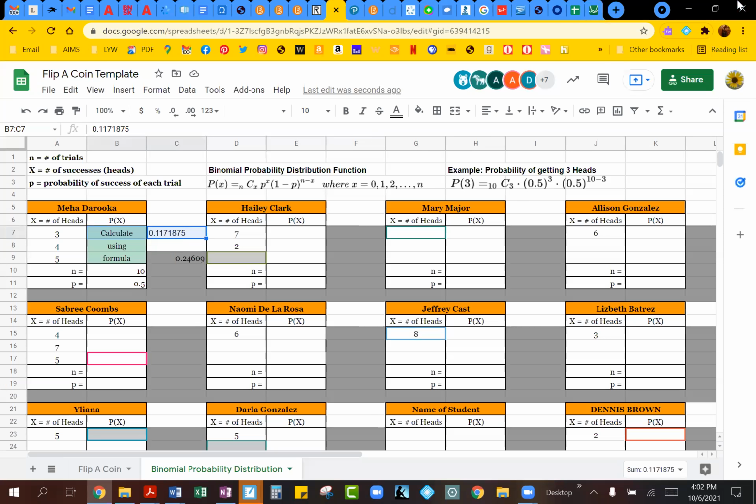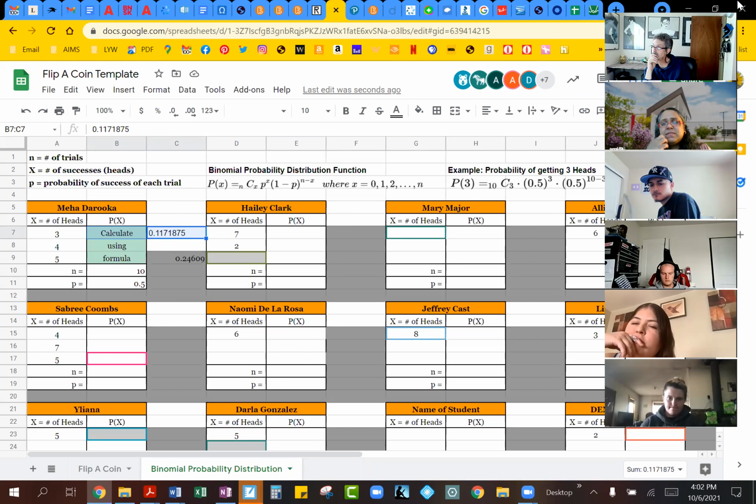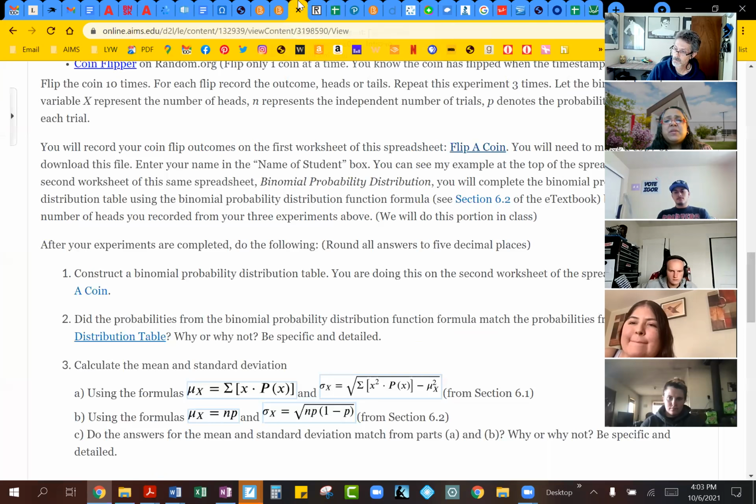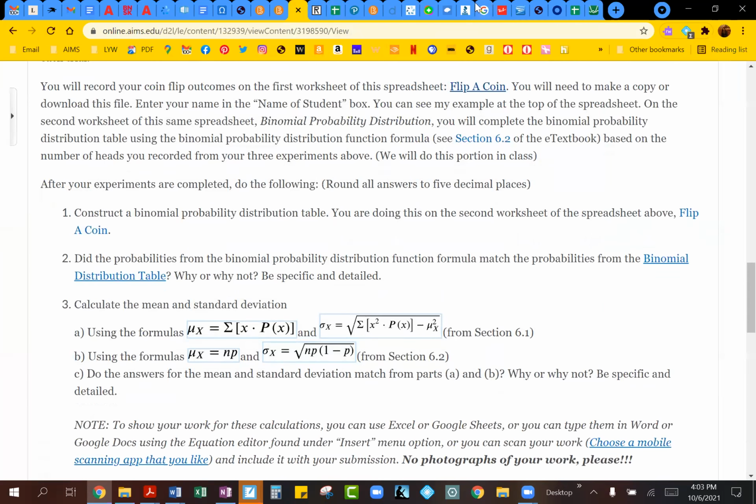So do you see how that formula works, guys, for the binomial probability distribution here? And I would say work with it. And if you get stuck, you can ask me next time. You still have time on Monday to ask me a question.